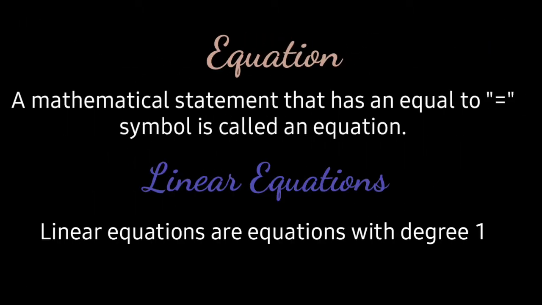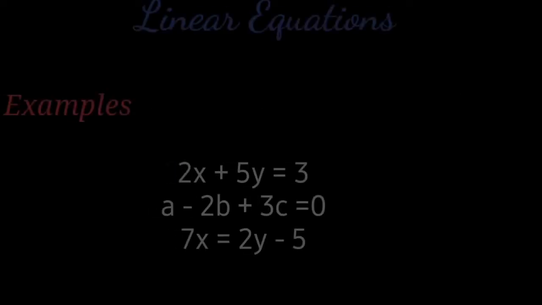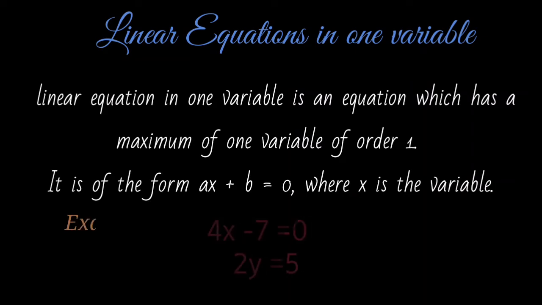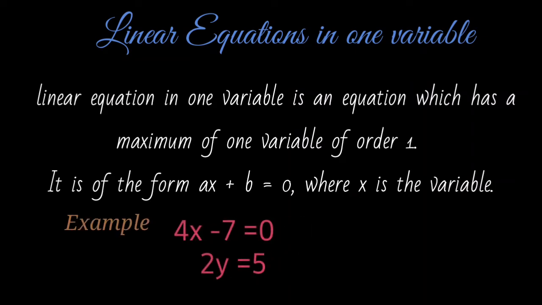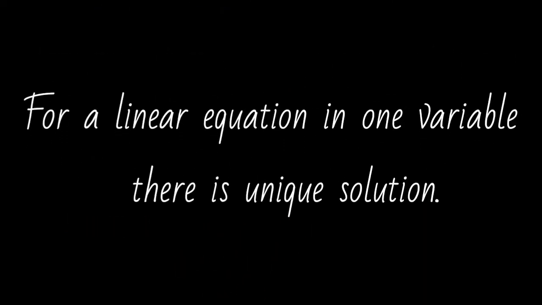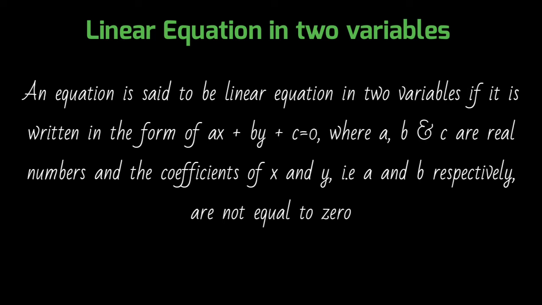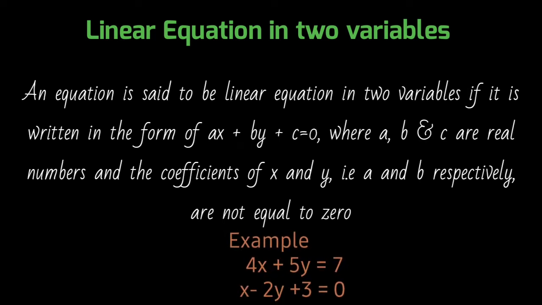In this chapter, we have discussed about linear equations. Linear equations are equations with degree 1. You can see examples here. You know what is linear equation in one variable. You studied that there is only one solution for a linear equation in one variable. What is linear equation in two variables? Just recall this definition.